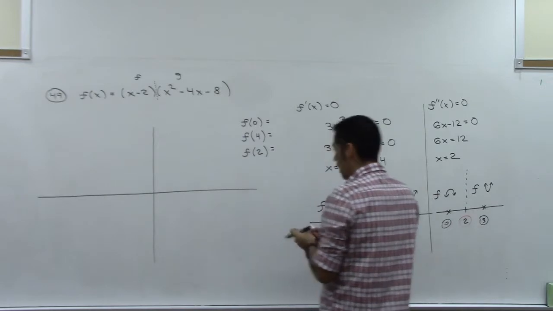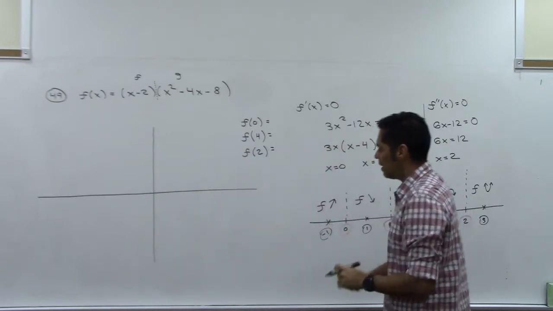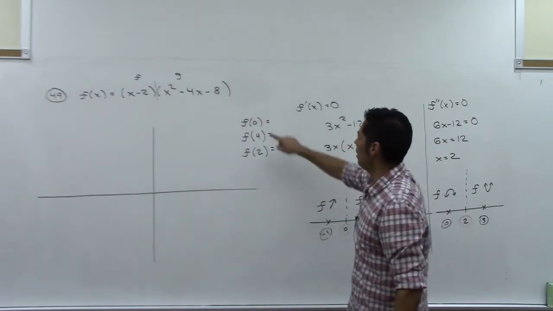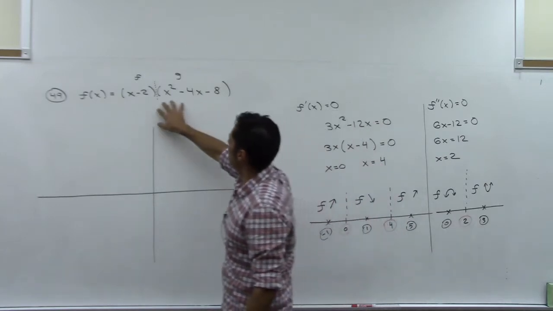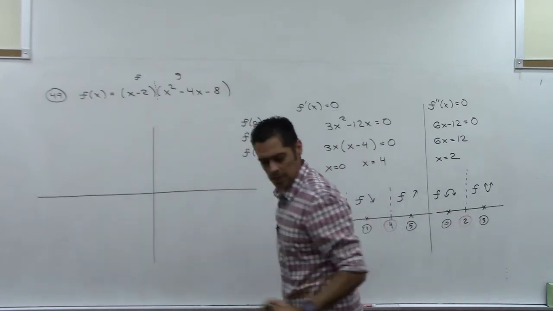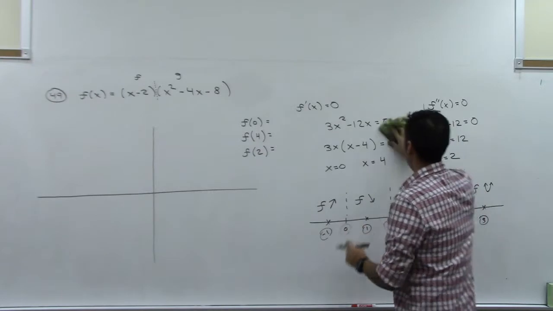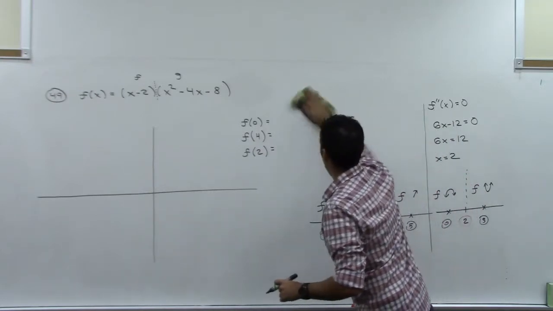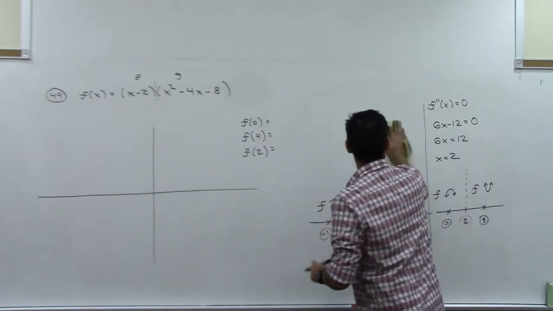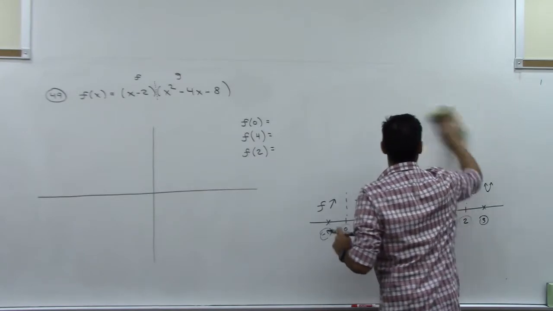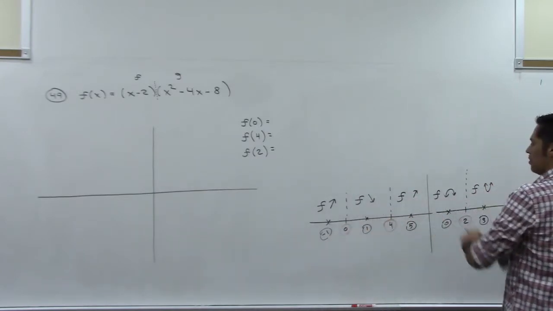And those are going into my original function. This is so I can get some actual points to plot. So at 0, if I plug 0 into this, let's see what I get. And I need to leave this information up on the board so I can refer back to it, but I can erase this. Okay, so we don't need any of that. We just need these two tables here.